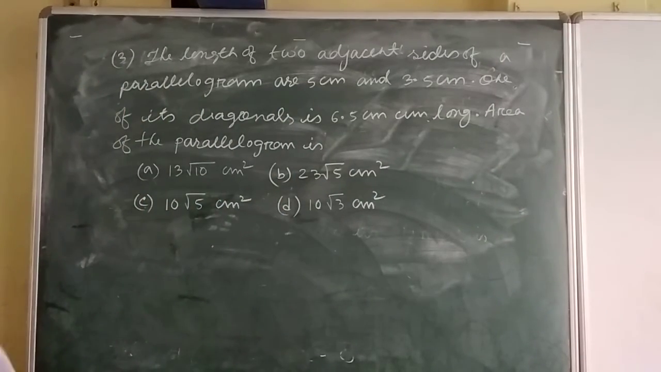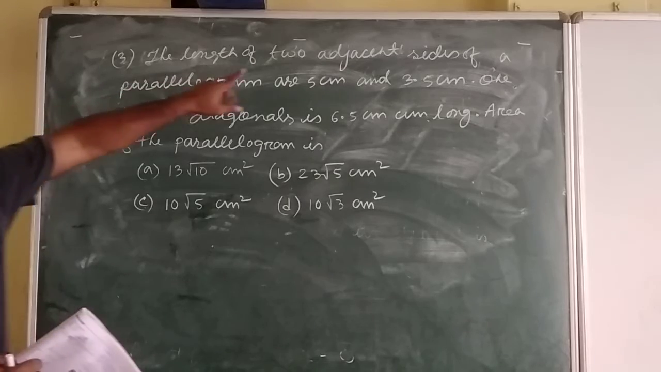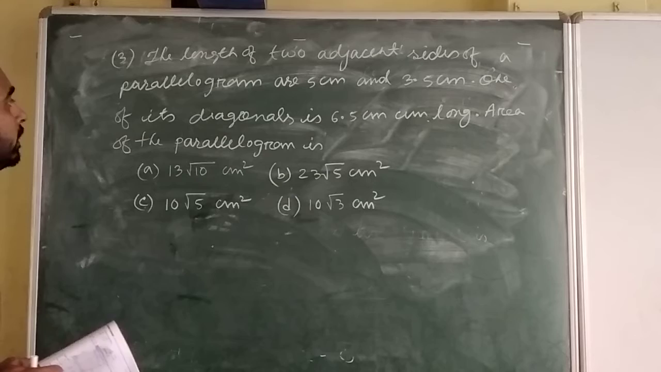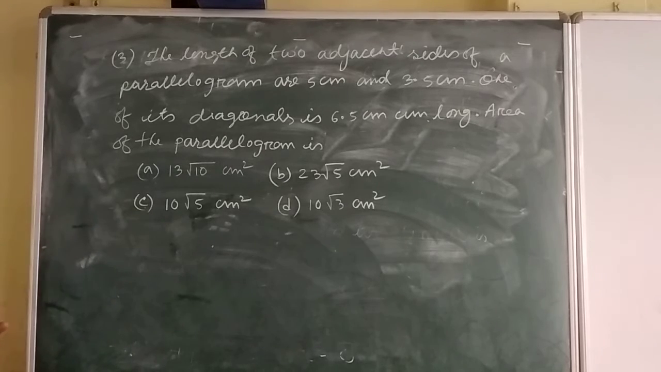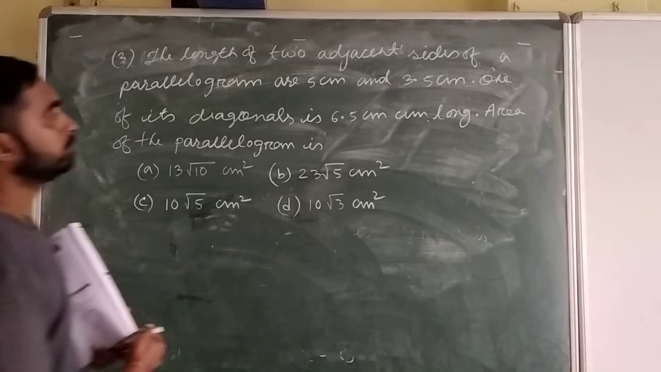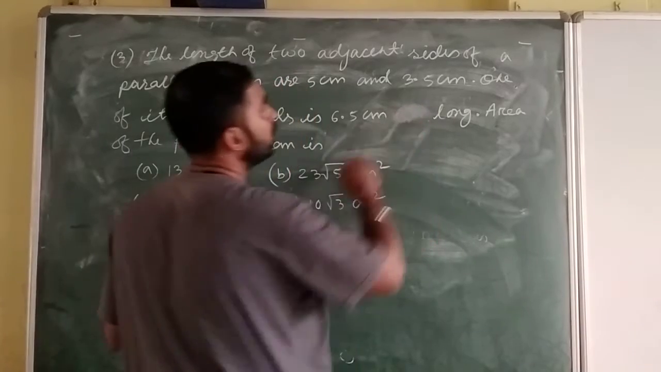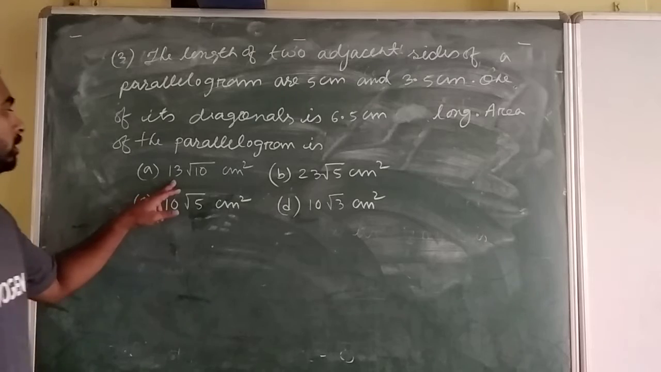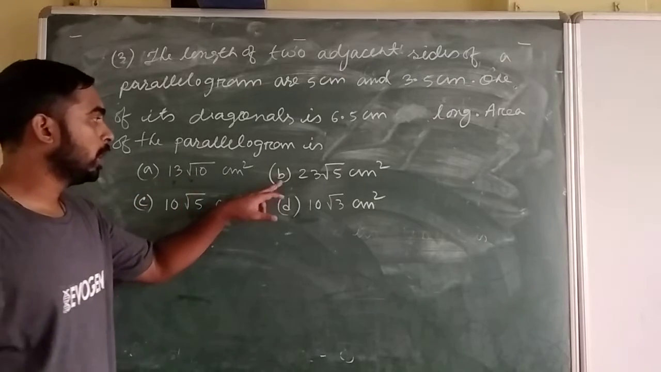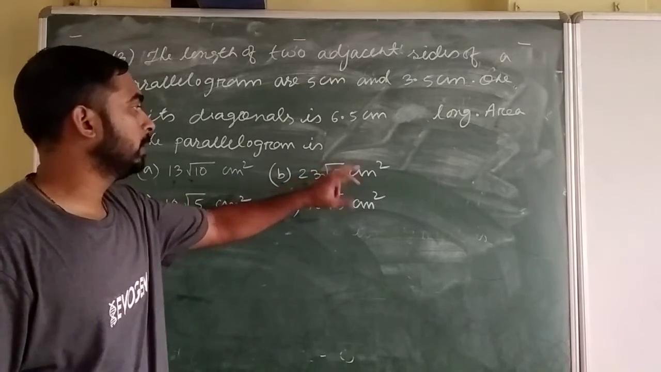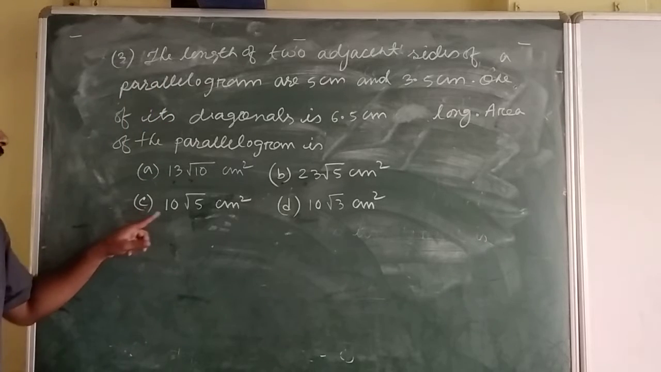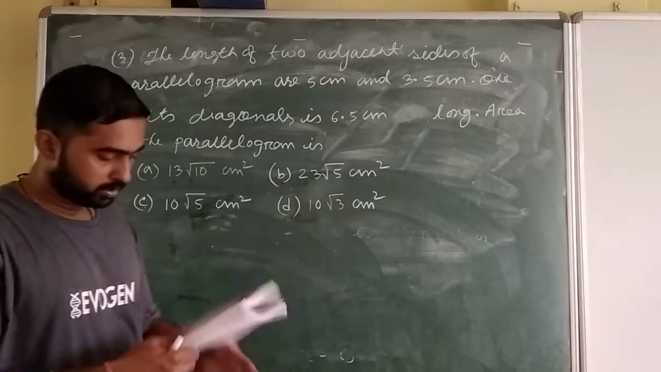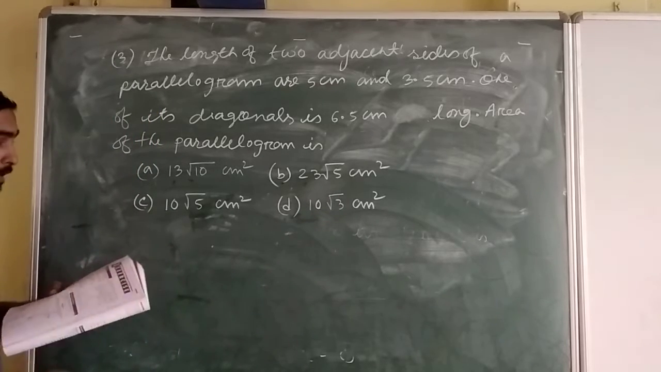Third question. The lengths of two adjacent sides of a parallelogram are 5 cm and 3.5 cm. One of its diagonals is 6.5 cm long. The area of the parallelogram is: option A, 13√10 square centimeter; option B, 23√5 square centimeter; option C, 10√5 square centimeter; and option D, 10√3 square centimeters.